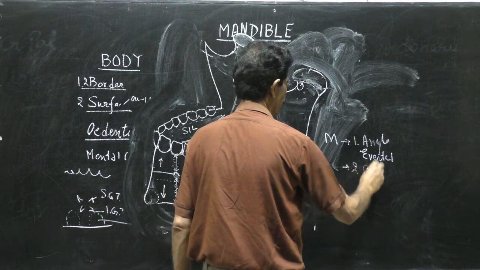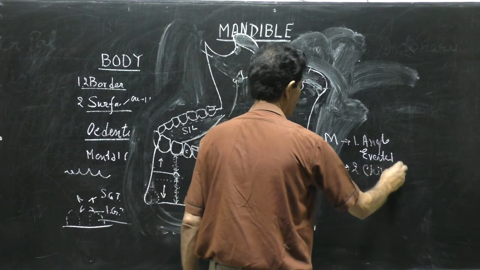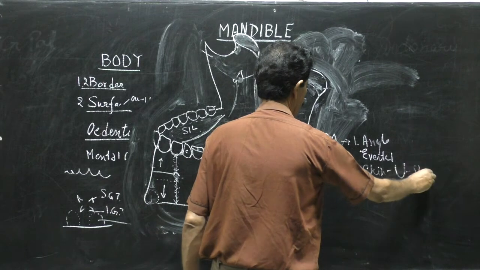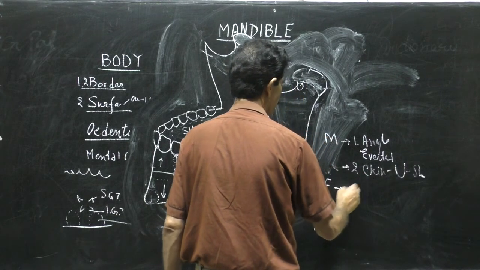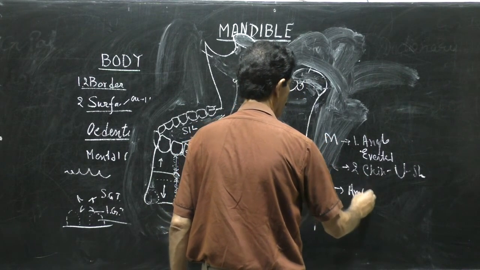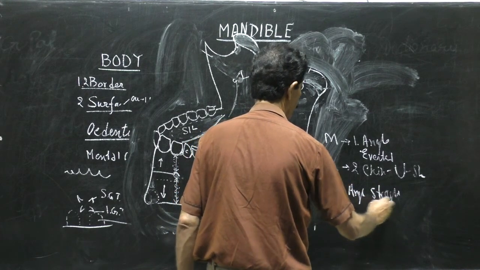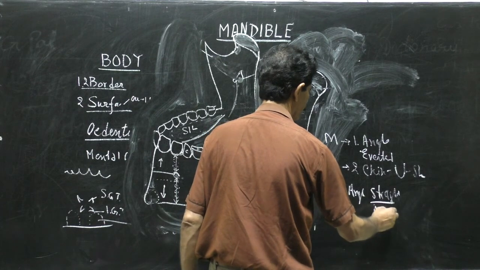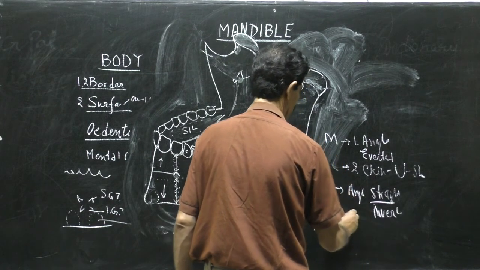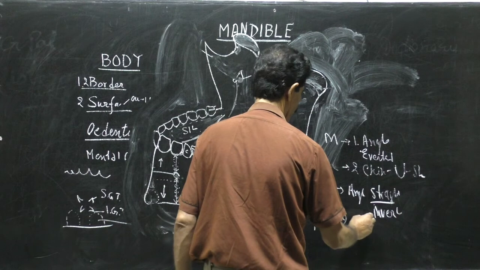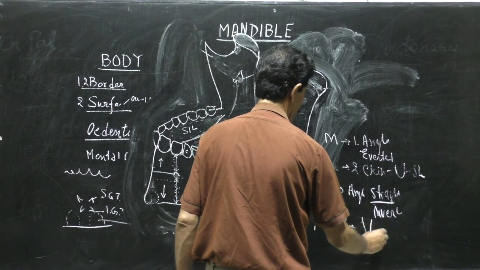Second, the chin is U shape, alphabet U shape. In the female, the angle is either straight, downward, or it is inverted. And secondly, the chin is seen in the alphabet V shape.